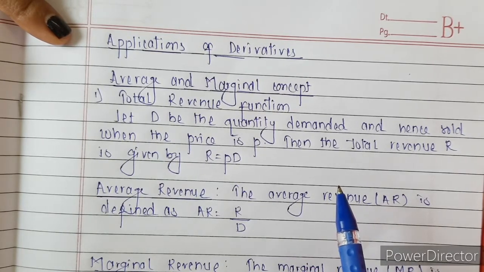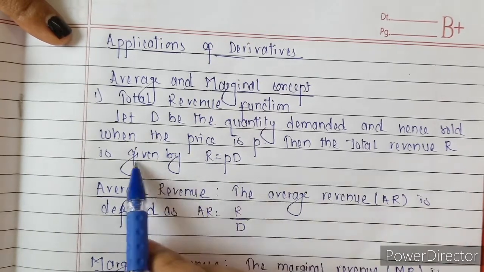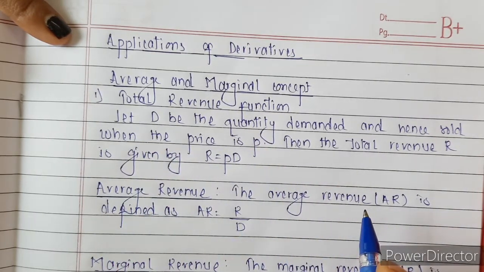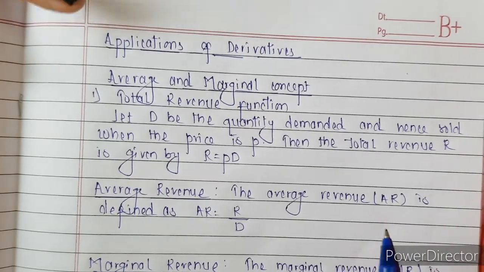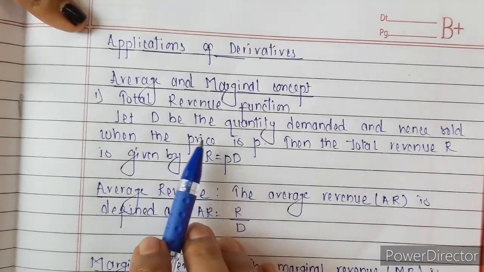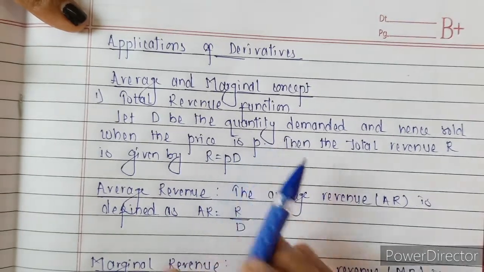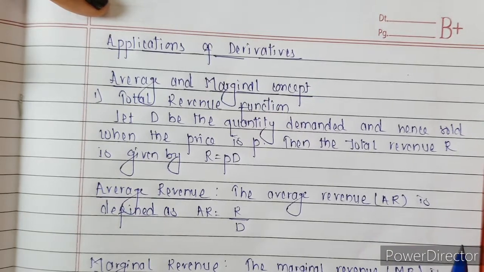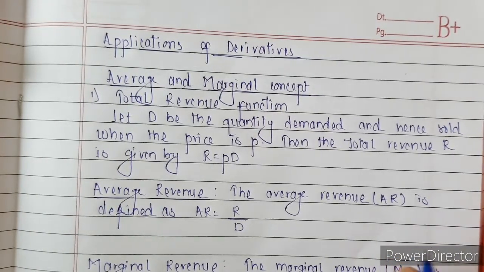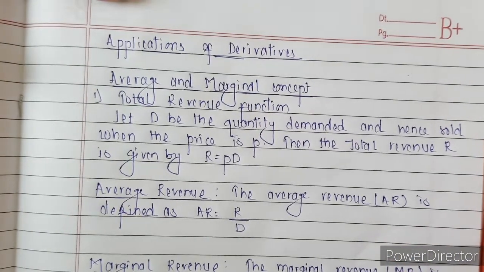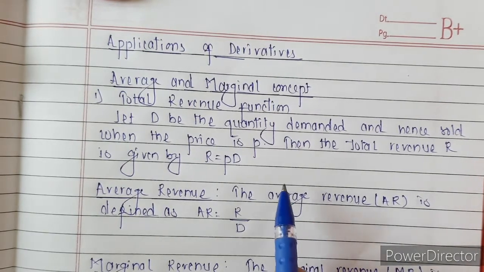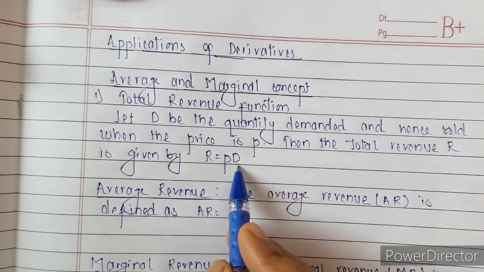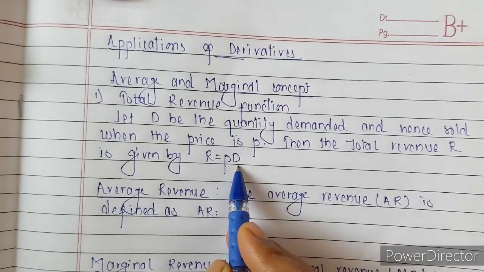Now the total revenue function is nothing but quantity demanded into the price of that quantity which you have sold. Suppose D is the quantity which is demanded, and assume that whatever you have demanded is also sold. Suppose you have demanded 100 items, so all the 100 items have been sold at the price P, then the total revenue is nothing but price into quantity which has been sold.